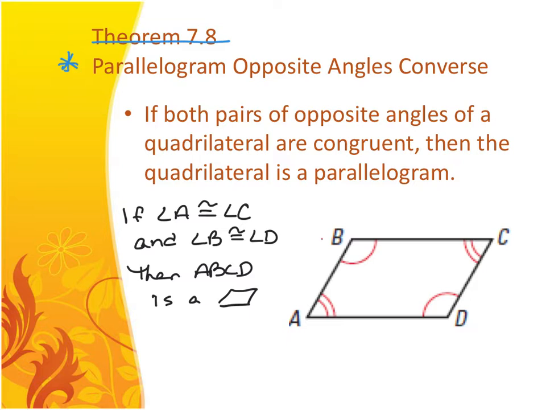Notice that B and D have the same markings, so they're congruent, as well as A to C. This is our second way of proving that a quadrilateral is a parallelogram. If you know these very well, writing the proofs for this chapter are going to be easy. Anybody still need it? Yeah, I'm still ready. Okay.